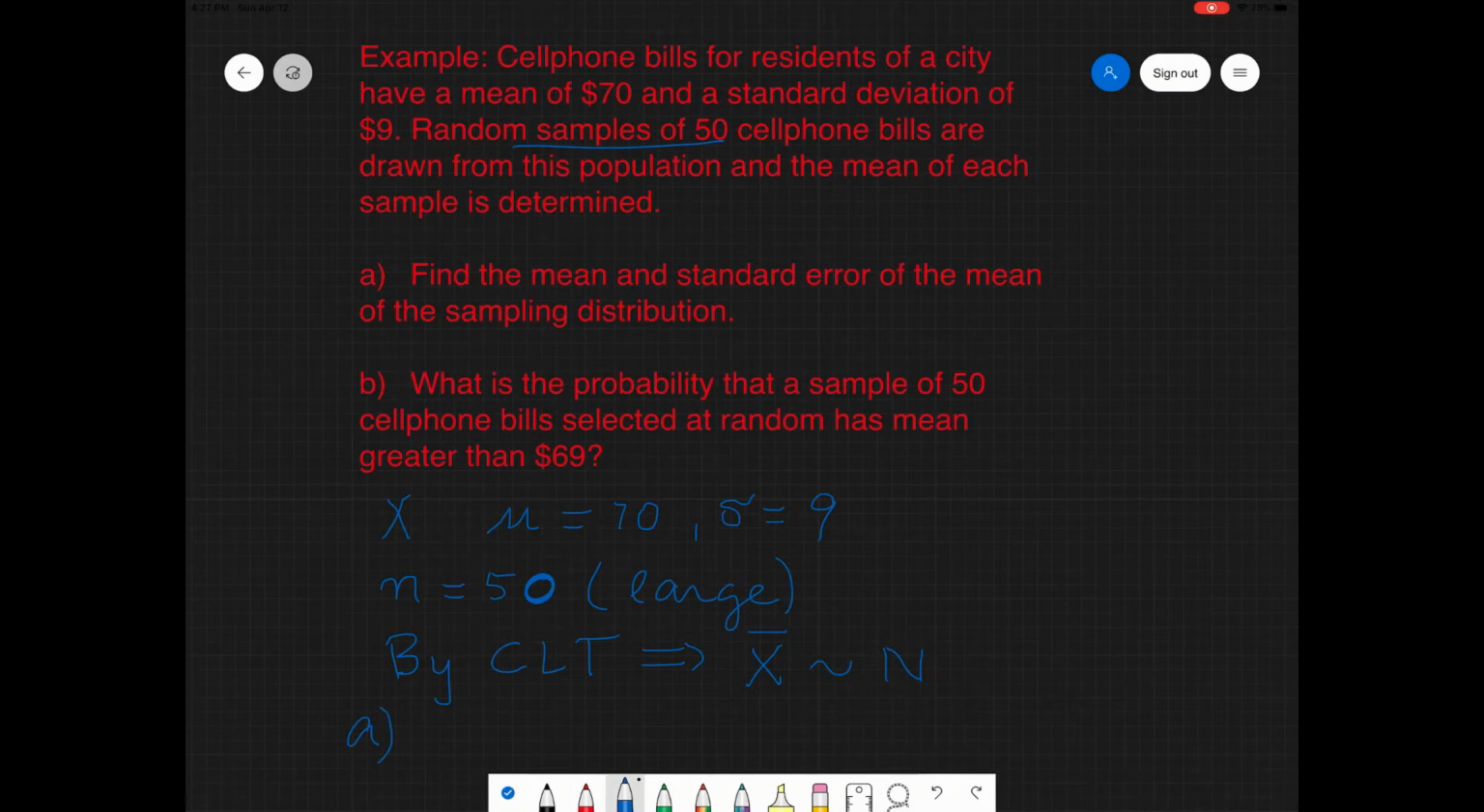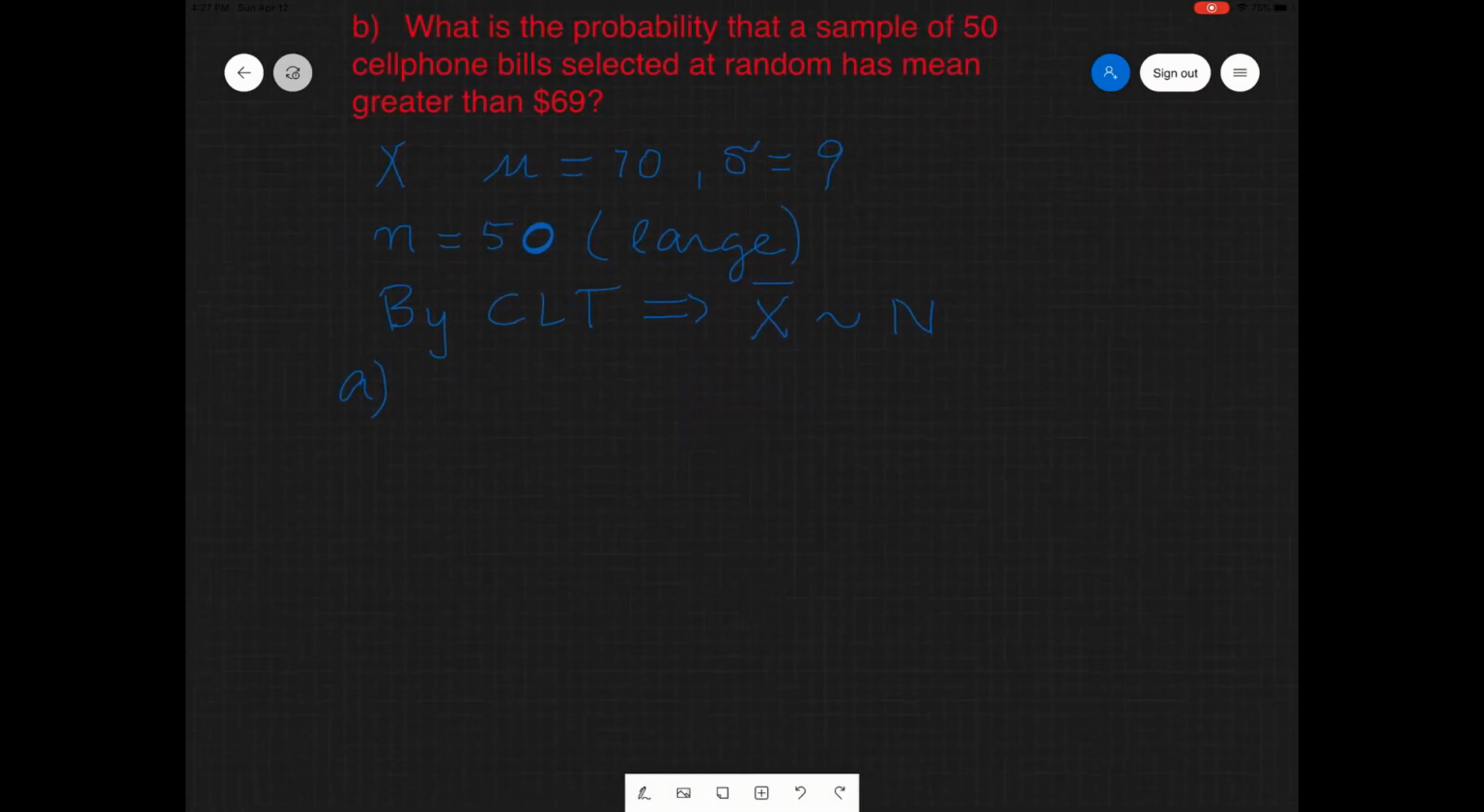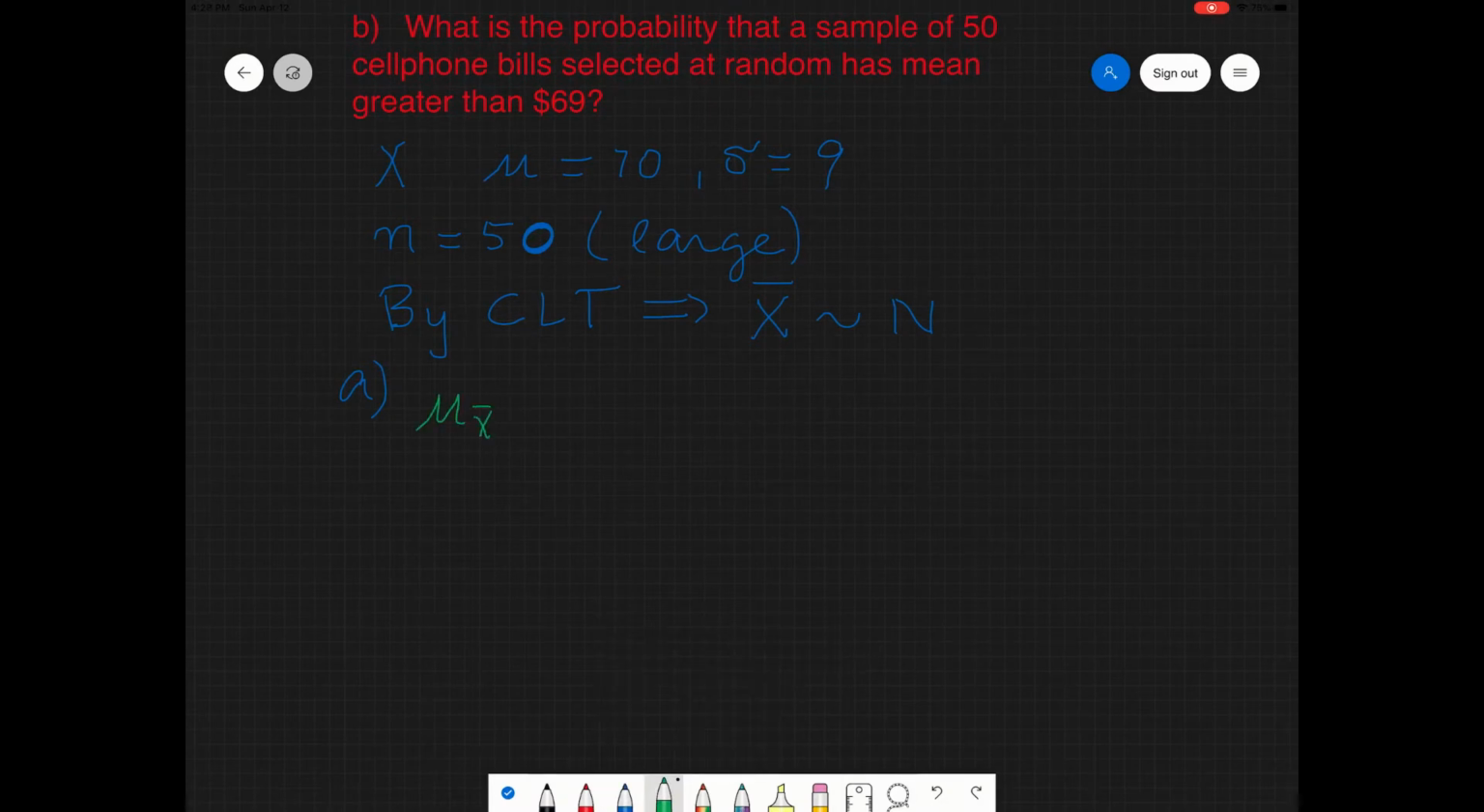Now we're going to determine part A, which is the mean and the standard deviation of the sampling distribution. The mean of the sampling distribution is the same as the mean of the population, which is 70. So the mean of the sampling distribution is equal to 70. The standard deviation of the sampling distribution is given by the standard deviation of the population divided by the square root of the sample size. Therefore, it is equal to 9 divided by the square root of 50, which is approximately 1.27. Using one decimal place, it is 1.3.